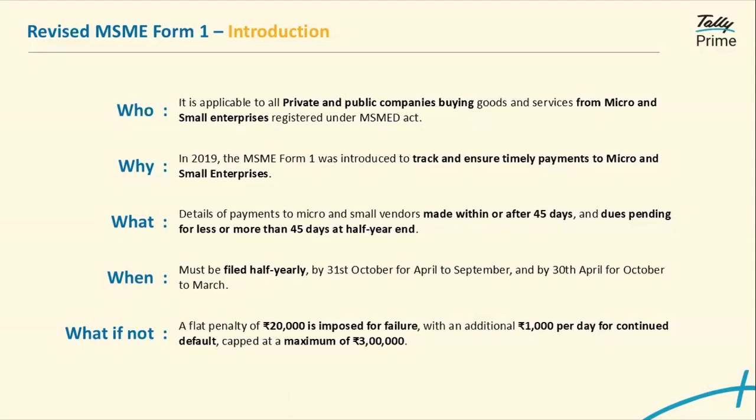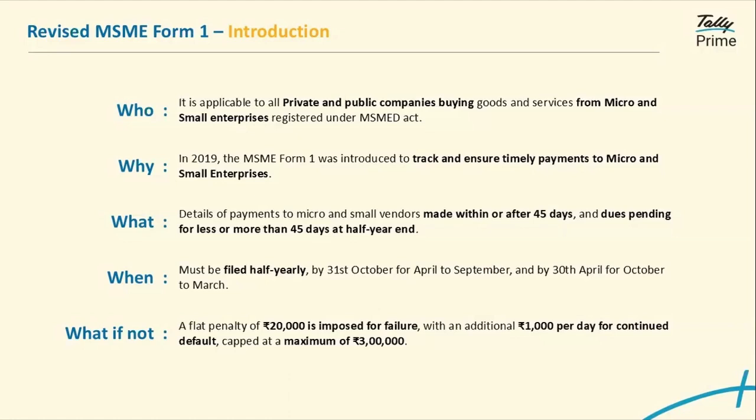So they have expanded the scope. In this revised MSME Form 1, we have to provide everything. Earlier there was a filter of 45 days, but now even bills that are less than 45 days due are covered under this revised format. We all know it is a half yearly form which is supposed to be submitted on the portal. What if we do not comply? Definitely a penalty of 20,000 will be imposed, and for further delay, 1,000 rupees per day for the continued default, with a maximum cap of 3 lakh rupees.